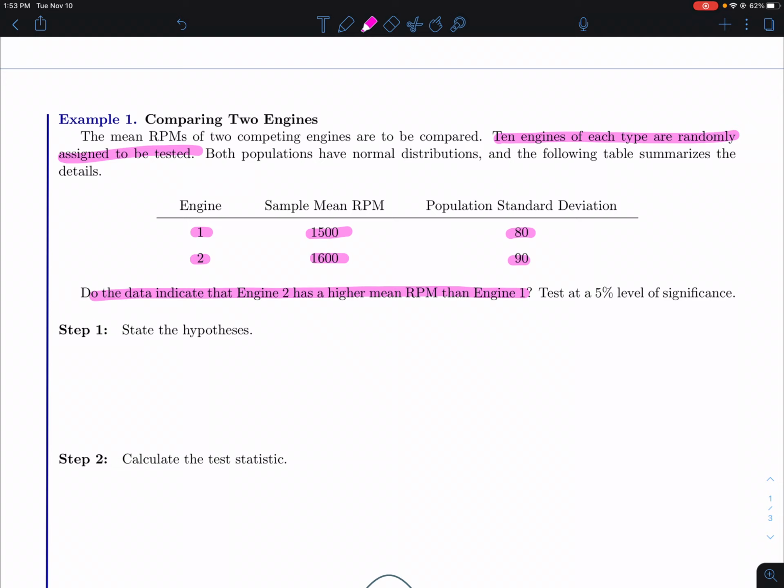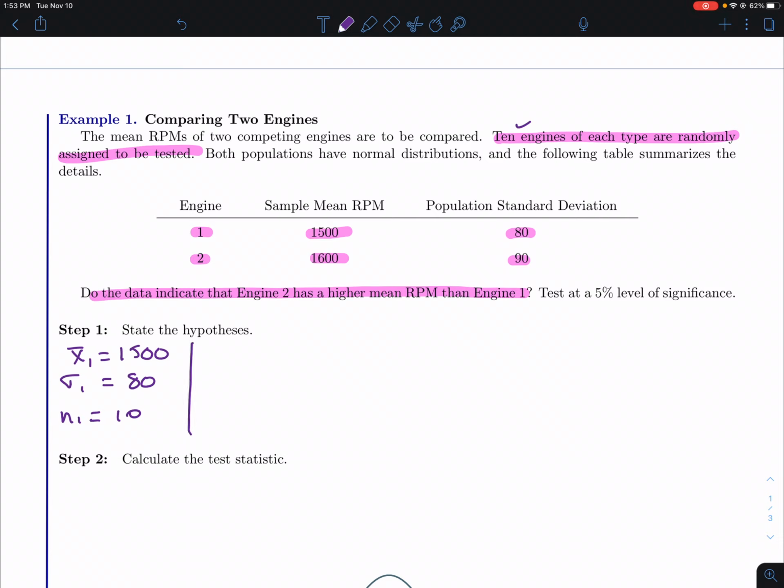So again, before I write down what the hypotheses are, I like to write down any information that I have. So my sample mean for x1, engine 1, is going to be 1,500. Its population standard deviation we saw was 80. So here's my sigma 1 is 80, and my n1 is 10. Notice in both cases, 10 engines of each type were randomly assigned. So n1 and n2 are both going to be 10.